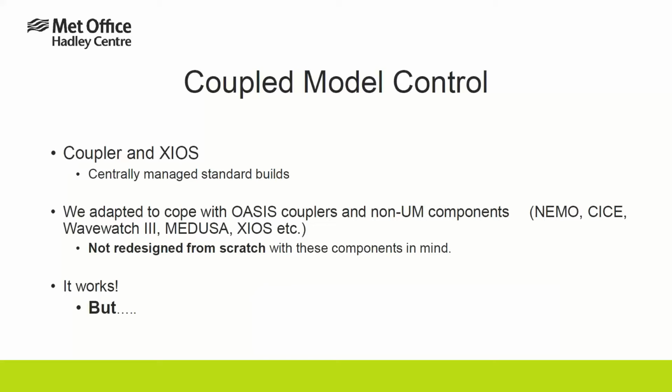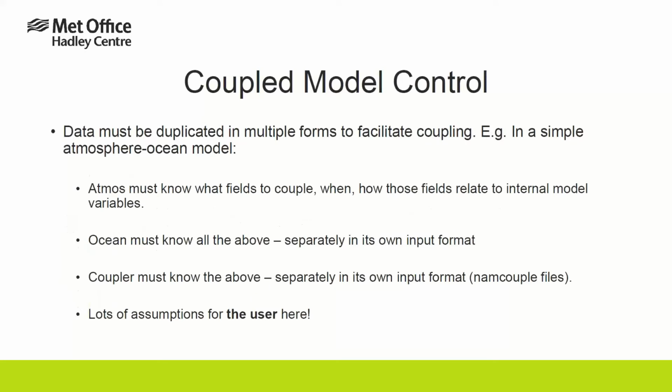We've tended to just adapt and sort of sledgehammer things in. It works, but data has to be duplicated, for instance, in multiple forms. So in a simple atmosphere-ocean model, the atmosphere must know what fields to couple. The ocean must know what fields to couple. The coupler must know what fields to couple.